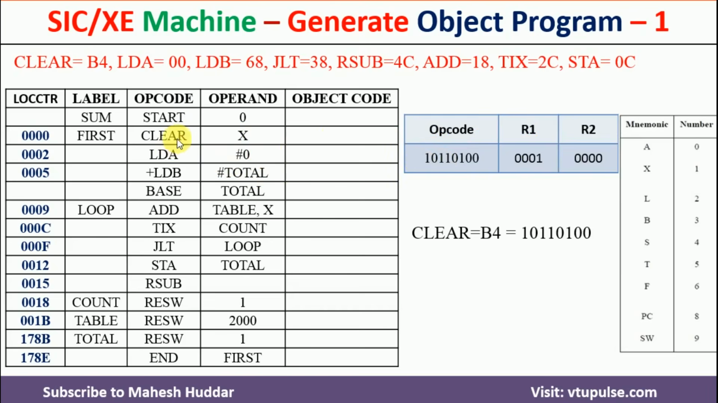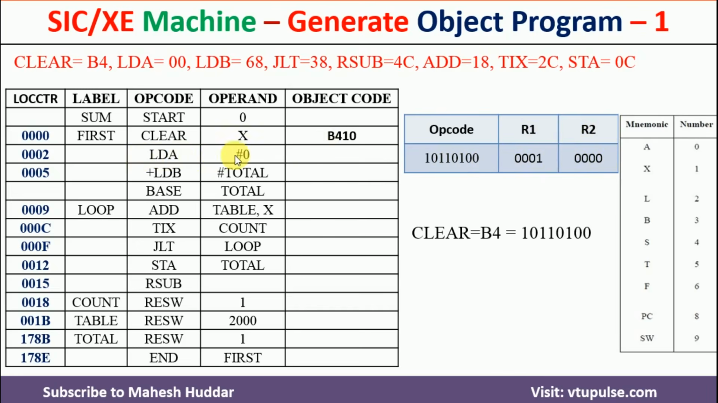CLEAR's mnemonic code is B4, and one more very important thing is that CLEAR is of type 2. Its instruction format is: first 8 bits are opcode, the next 4 bits are a register, and the next 4 bits are the next register. So B4 will sit at the opcode position. The mnemonic value of X is equivalent to 1, so R1 is 1, and R2 is not present, so it is 0. So B410 is the object code for this one.